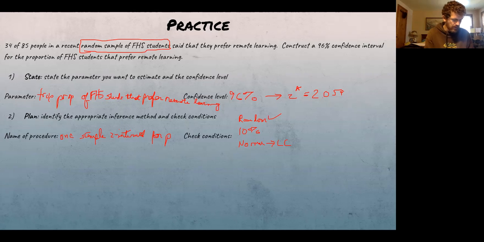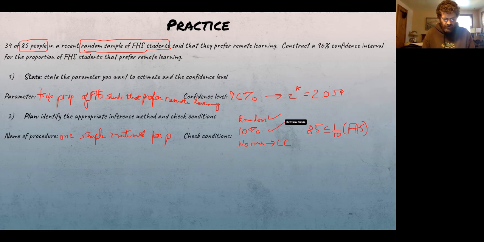10%. We had 85 people in this survey. And the question is, is 85 less than or equal to 1/10 of the population? So I'll just put FHS right here. Well, there's about 1,700 students at FHS, plus or minus, but it doesn't matter a great deal. So 1/10 is 170. We're definitely below that. So we're good on this count.